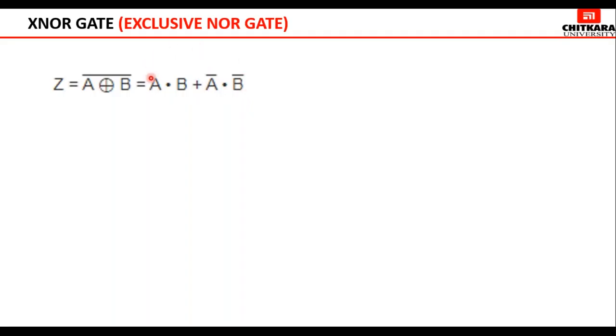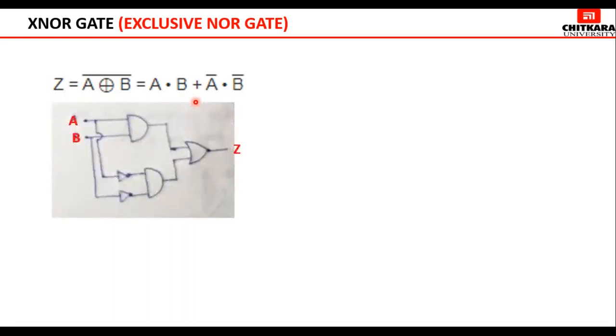Let's discuss this and let's see which gates will be used. I can see that I have A dot B. A dot B means it is a combination of an AND gate. If it is A bar dot B bar, again, I need an AND gate here. And then these two have to be combined with the help of plus. Plus means I have to place an OR gate, right? Okay, let's see the circuit diagram.